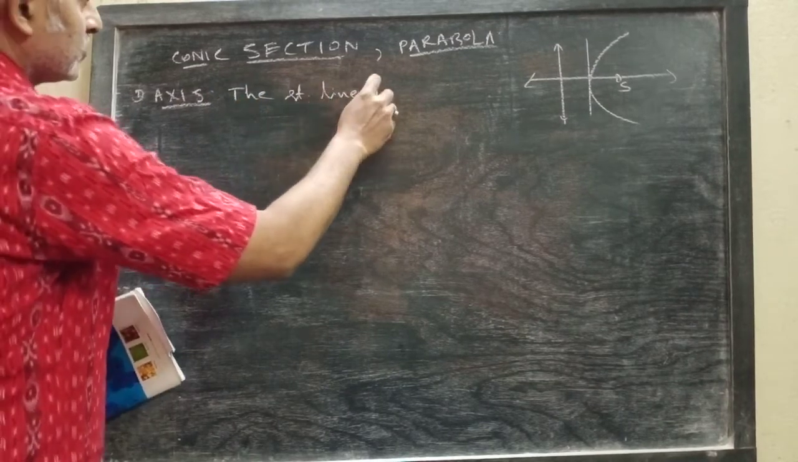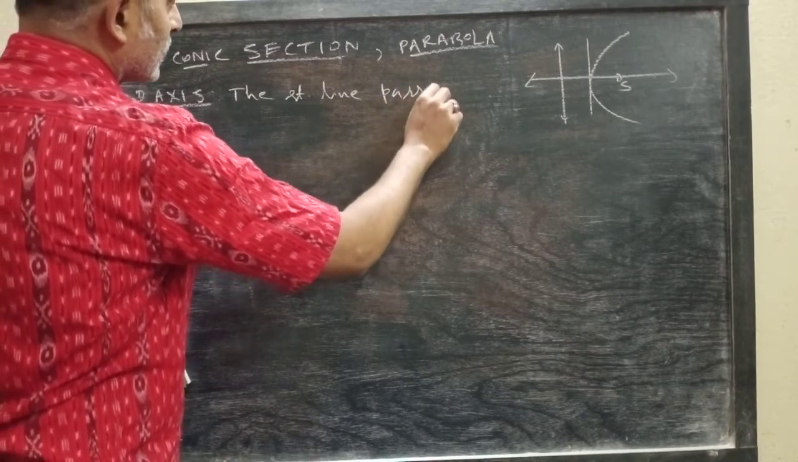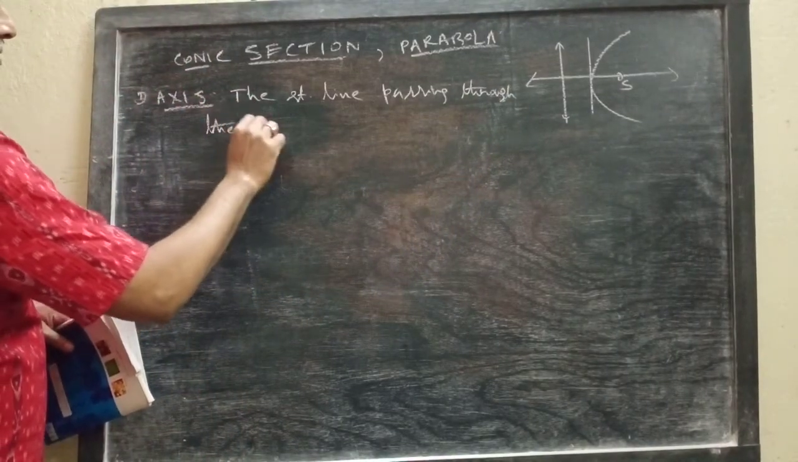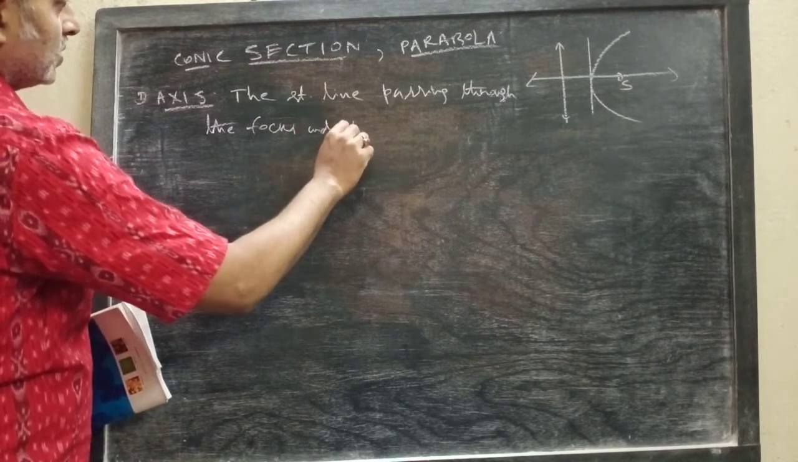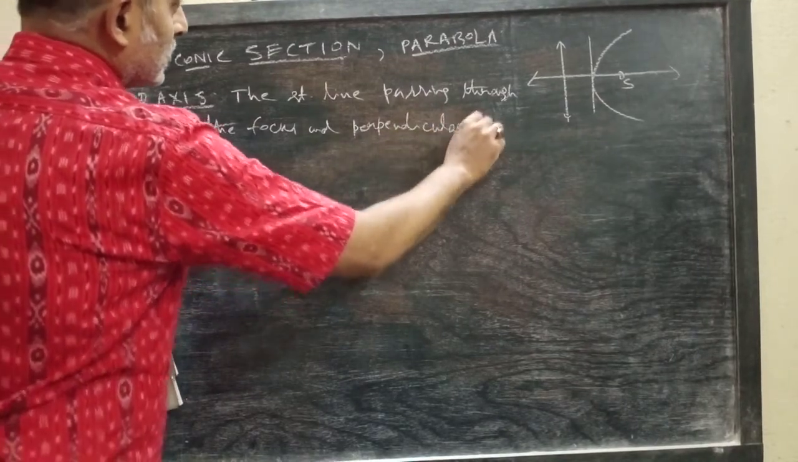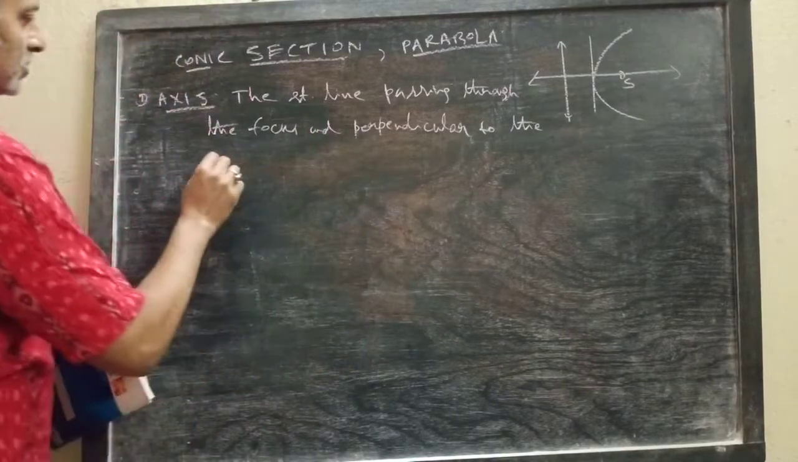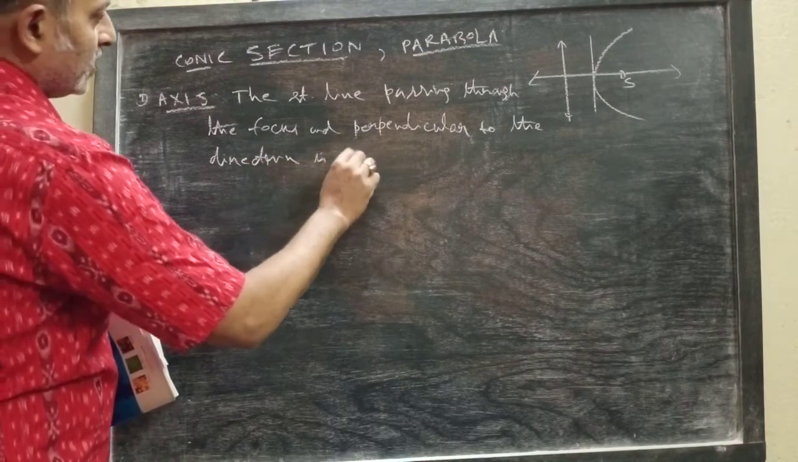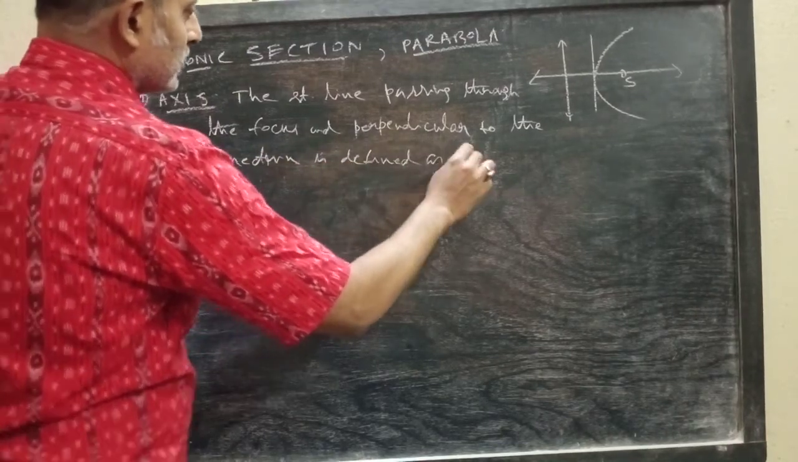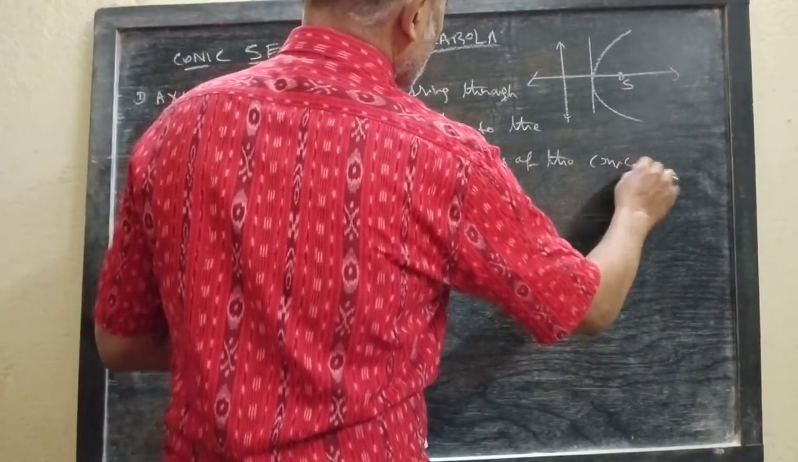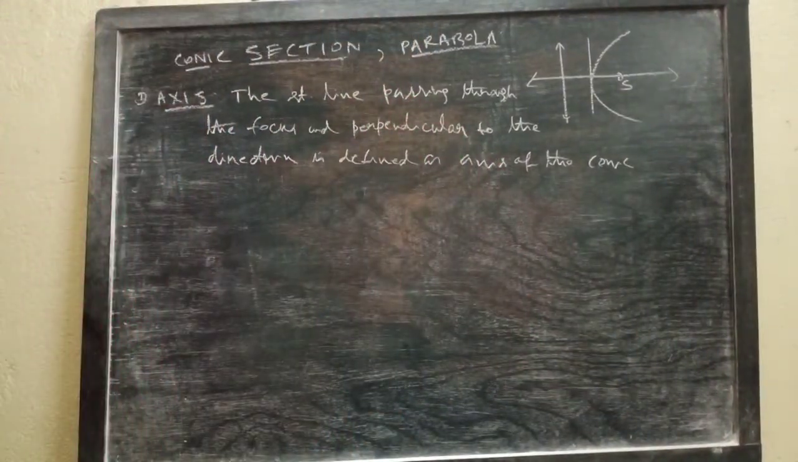The straight line passing through the focus and perpendicular to the directrix is defined as axis of the conic in general. Here in case of parabola, this is axis.